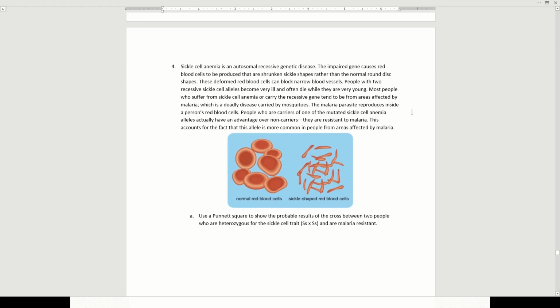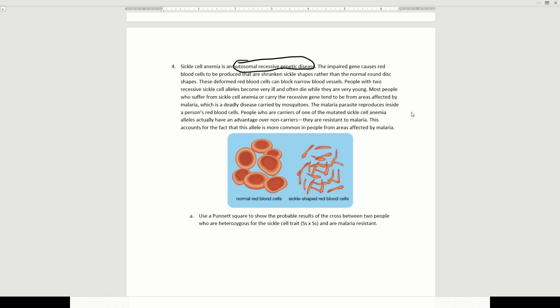So this talks about sickle cell anemia. It's an autosomal recessive disorder. Very important information. The impaired gene causes red blood cells to be shrunken and sickle-shaped rather than normal disc shapes. These deformed red blood cells can block narrow blood vessels.